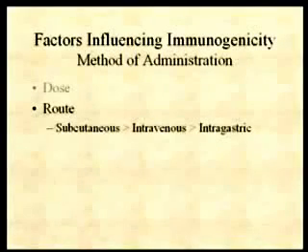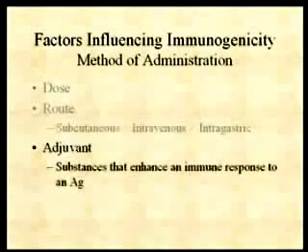Not only may you get a difference in the response, but you can also get a different kind of response. Intragastric administration of antigen oftentimes leads to the production of IgA antibodies, whereas subcutaneous administration leads to the production of IgG antibodies. So the nature of the immune response can actually vary a little bit depending upon the route of administration. Whether or not you use an adjuvant also can influence the response.